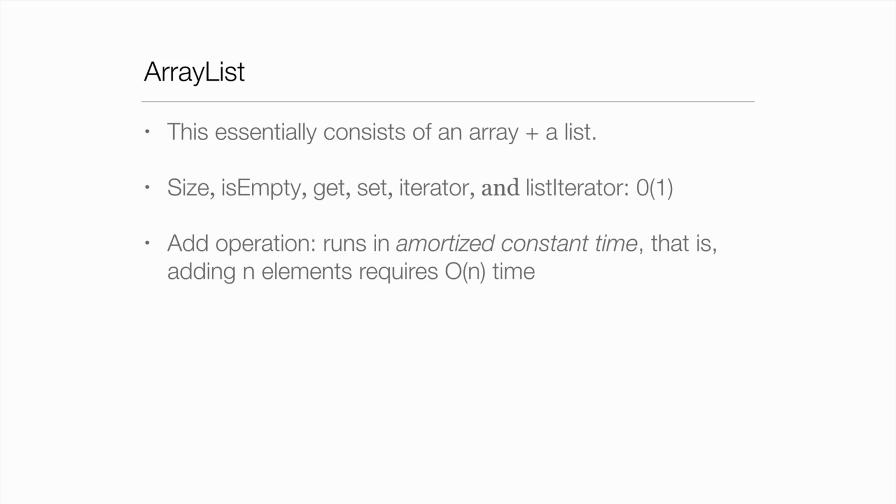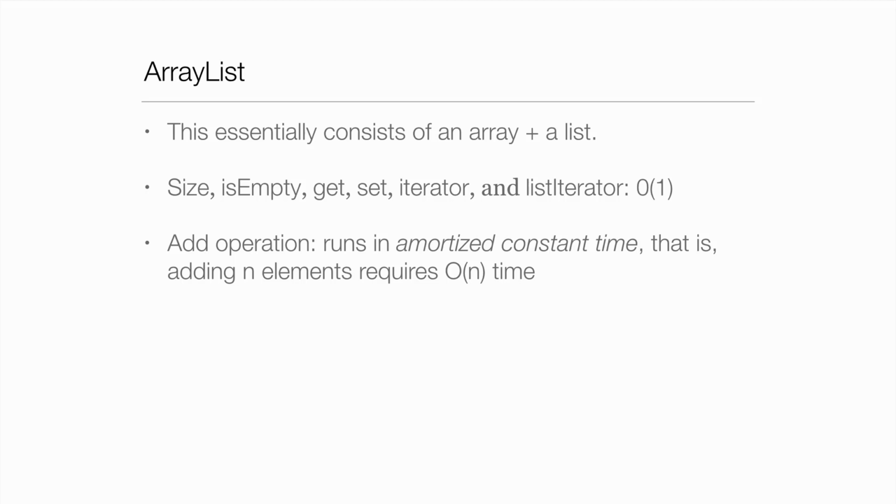So that's definitely important to know. Anyway, in the ArrayList implementation, size, isEmpty, get, set, iterator, and listIterator are all O(1), so it doesn't matter how long the ArrayList is, how many elements it has. It's going to be roughly the same time.